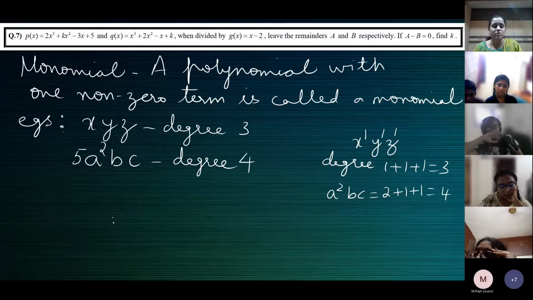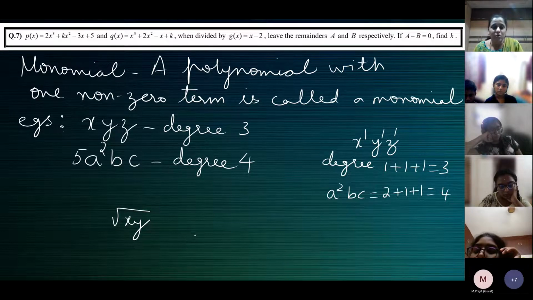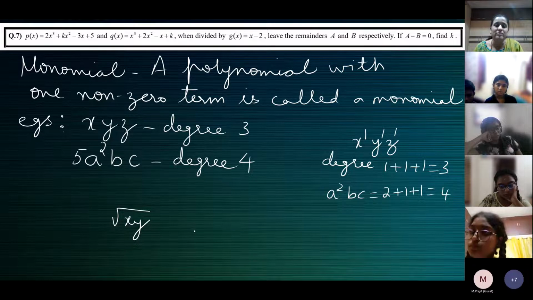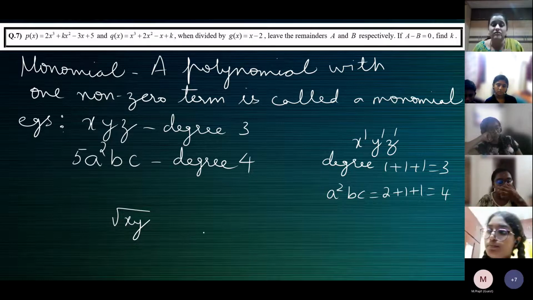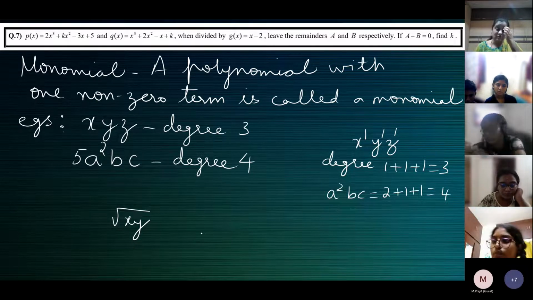Now, for example, root of xy is an algebraic expression. It's not a polynomial at all. So it's not a monomial. Why is it not a monomial? Because a monomial must be a polynomial. And what is a polynomial? The powers of the variable or the variables involved must be whole numbers.